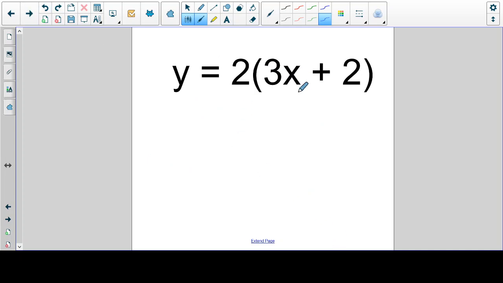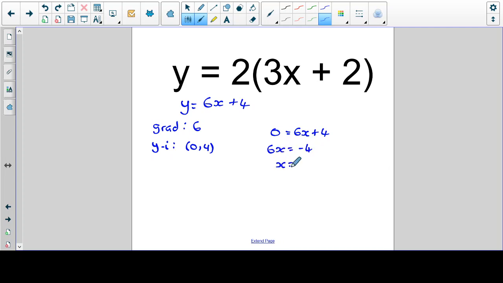For this one, we just need to expand the brackets to get it in the form we want. So expanding, we get 6x plus 4. Straight away, we see our gradient of 6. Our y-intercept must be 0, 4. And for the x-intercept, we're solving 6x plus 4 equals 0. So 6x equals negative 4. X equals negative 2/3. So x-intercept of negative 2/3, 0.